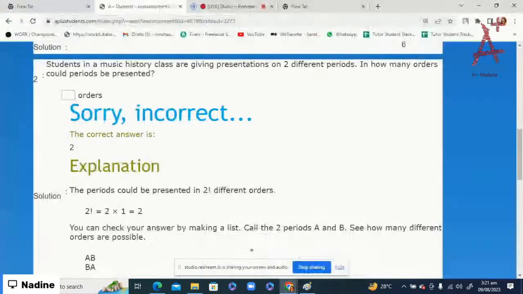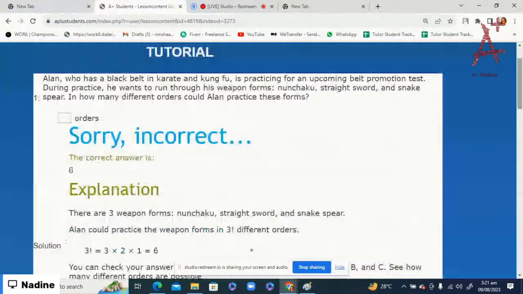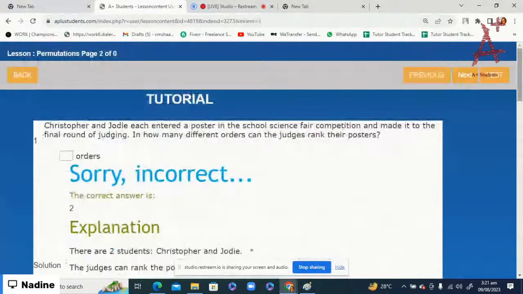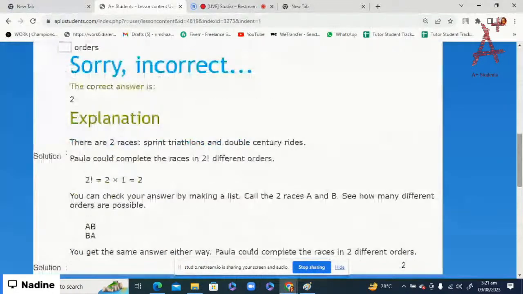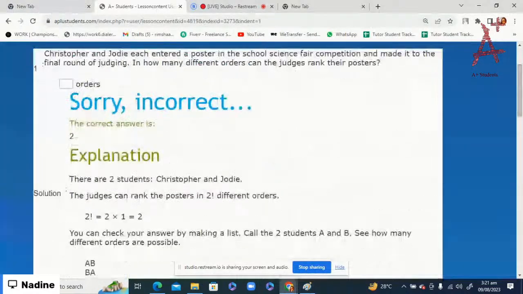All right. Let's do the next question. Third question, you guys solve it by yourself. Christopher and Jordy each enter a poster in a school science fair competition and make it to the final round of judging. In how many different orders can the judge rank their posters?